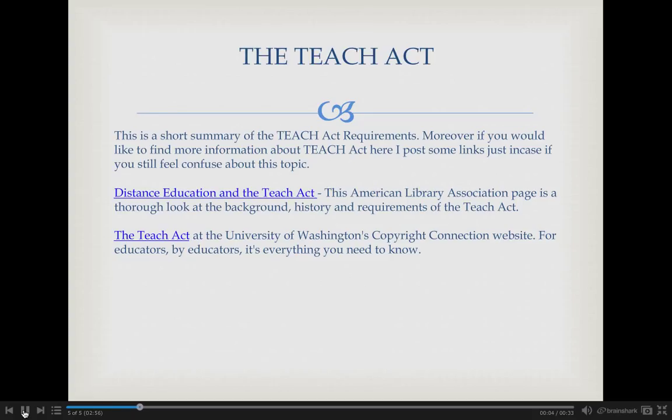Moreover, if you would like to find more information about the Teach Act, I posted links in case you still feel confused about the topic. Distance Education and the Teach Act: the American Library Association page, which looks at the background history of the requirements of the Teach Act. The Teach Act page of the University of Washington Copyright Connection website. For educators, it's everything you need to know.